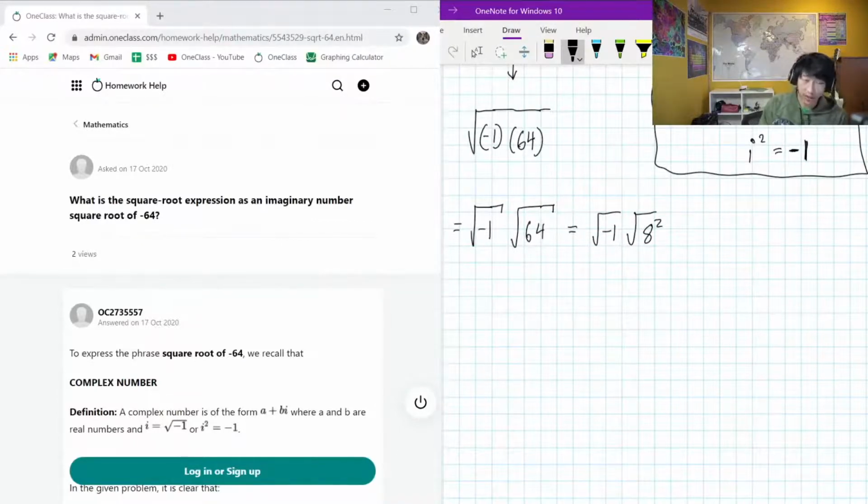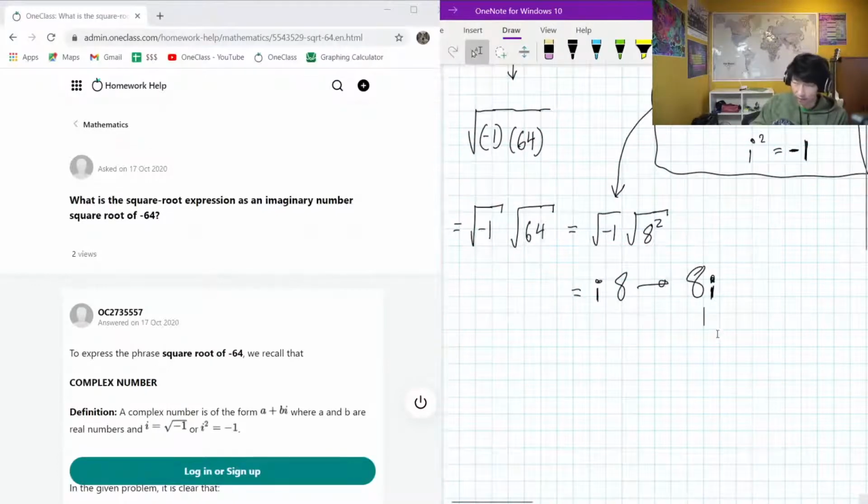We're not really going to worry about plus minus right now. Let's just worry about the absolute value. Okay, so given here, we know that the square root of negative 1 is going to be i, and the square root of 8 squared, well, that's just got to be 8. But oftentimes we prefer to write it as 8i because i is kind of like a variable, and it's kind of nice to treat it that way. So 8i is going to be the result of this.